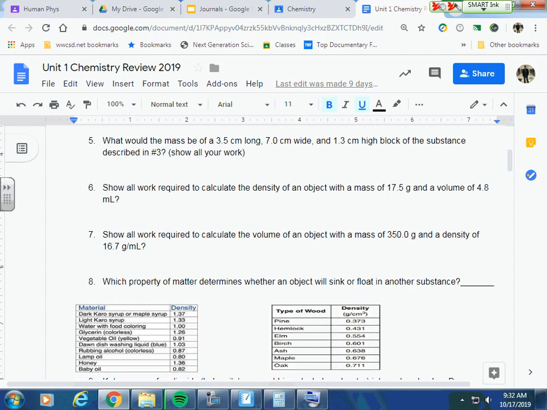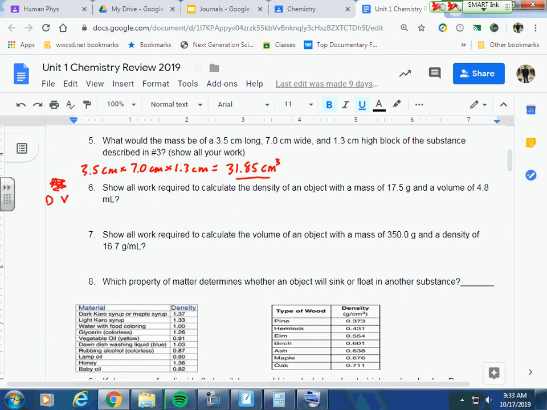So if I multiply 3.5 centimeters times 7.0 centimeters times 1.3 centimeters, 31.85. Okay. And that is centimeters cubed. All right, so that's my volume. Again, if I have this triangle thing, it's asking me to find the mass, so I'm going to do density times volume.